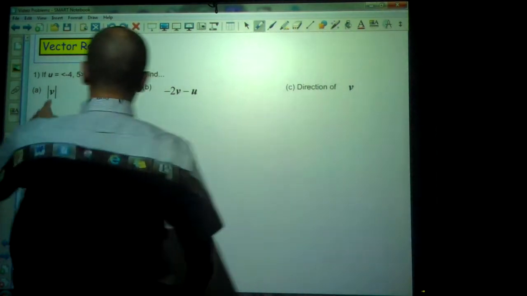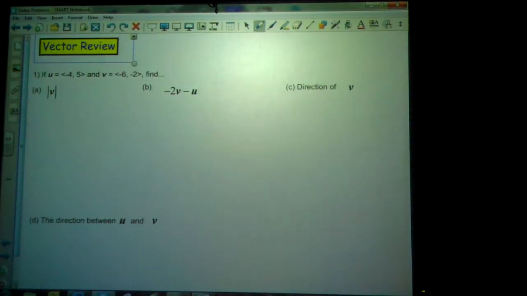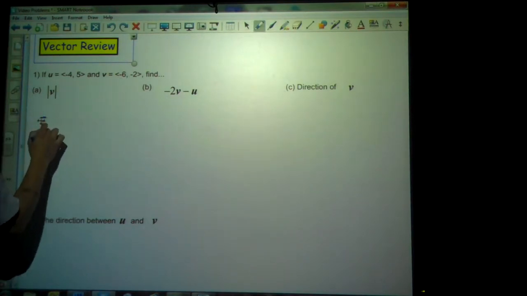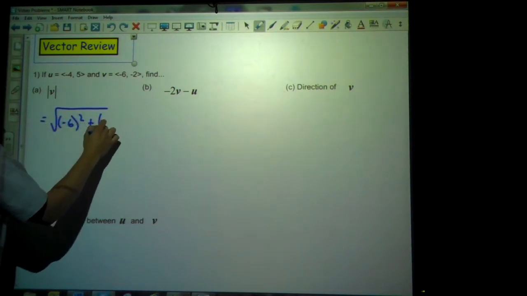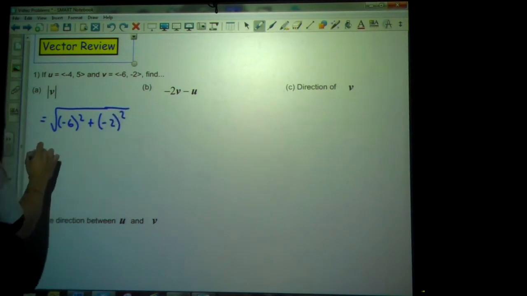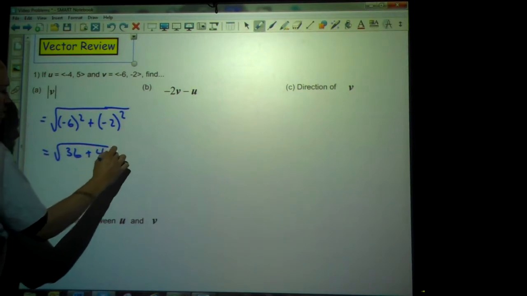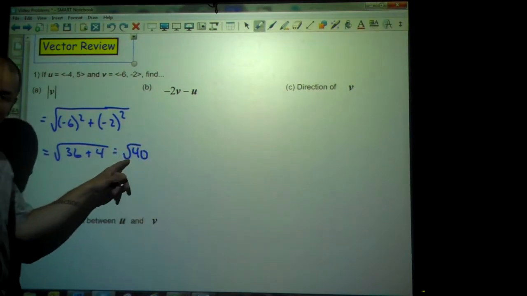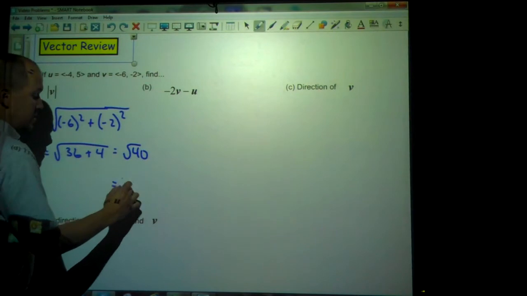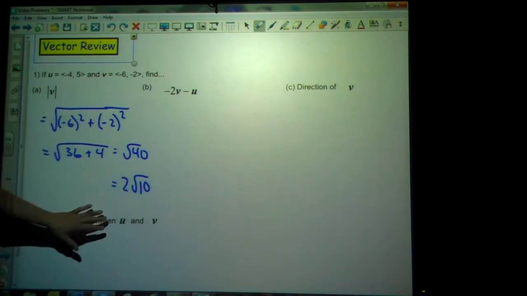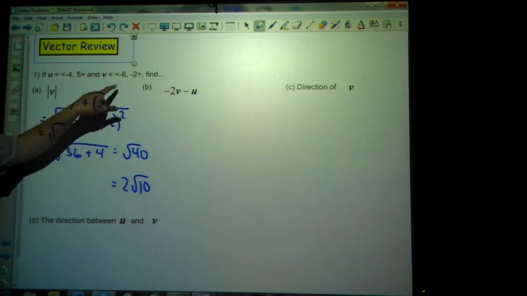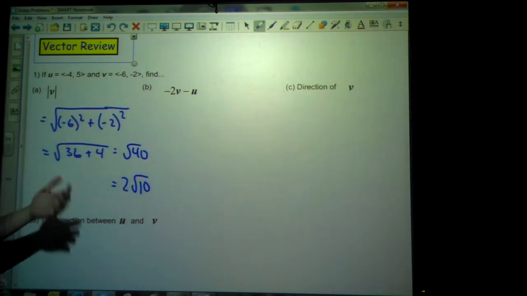Alright? So this notation here means the magnitude of v. So when you find a magnitude, we're always using the Pythagorean theorem. 36 plus 4, square root of 40. That is sufficient. If you want to reduce this down, you'll find that it's 2 square root of 10. That's all it is. That's the length of this vector. It sounds really simple. It is.